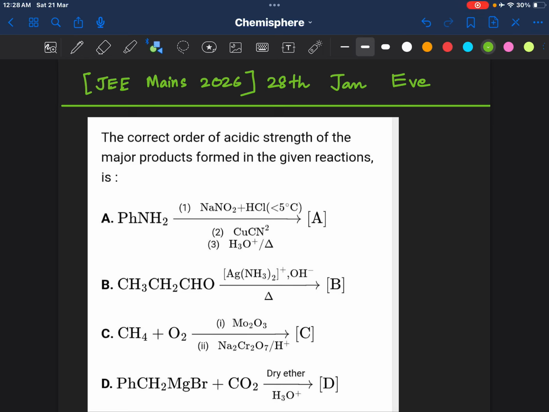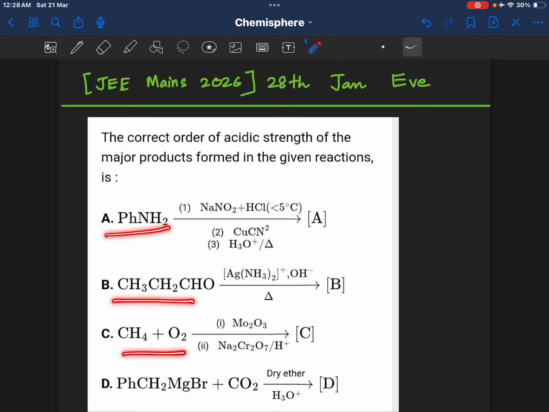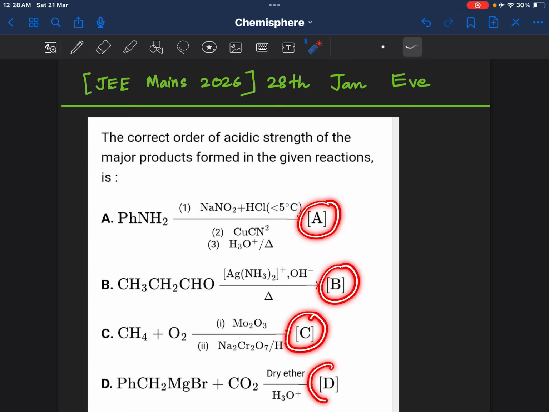Hello everyone. This is a question from JEE Mains 2026, 28 Jan evening. The question is: the correct order of acidic strength of the major products formed in the given reactions is. So there are some reactions given to us. Our first aim should be to know what is A, B, C and D, and then ultimately arrange them in the order of their acidic strength. So let's look at these reactions in detail.